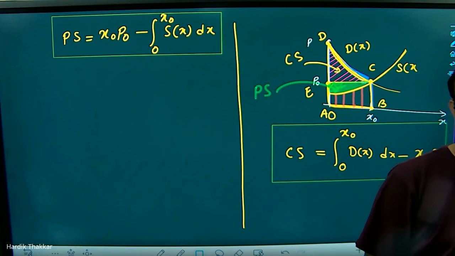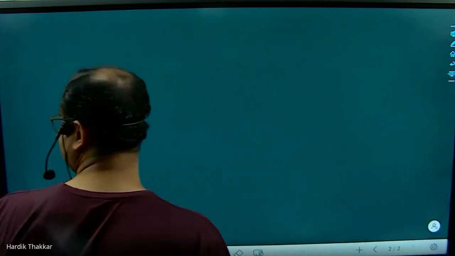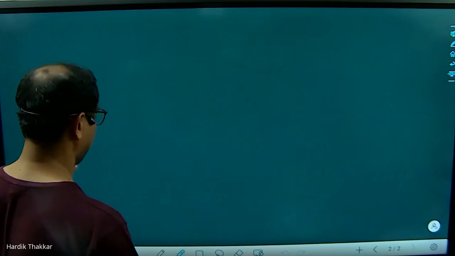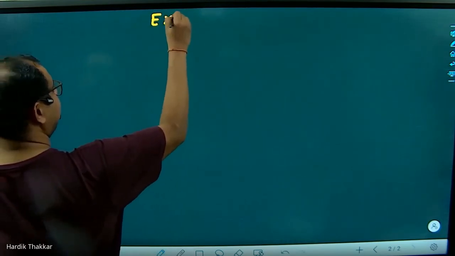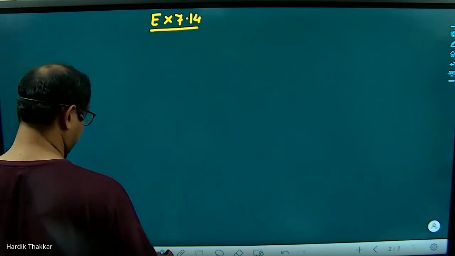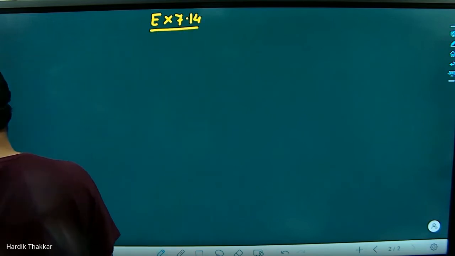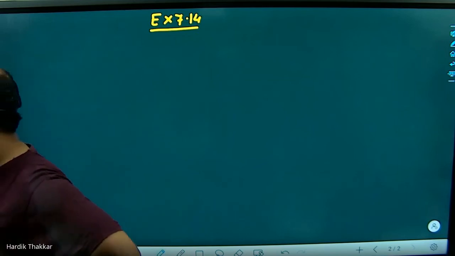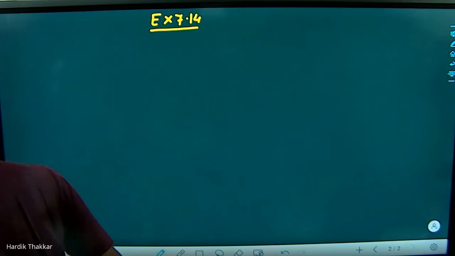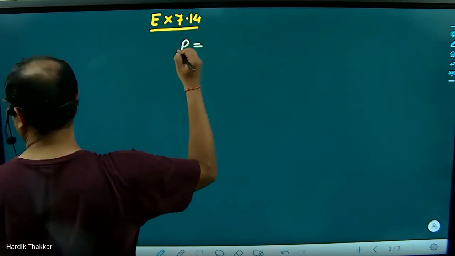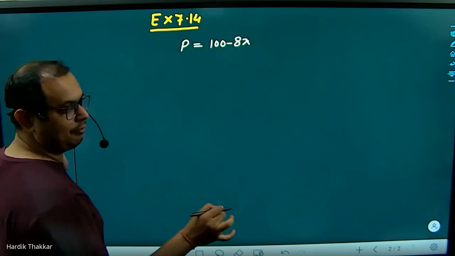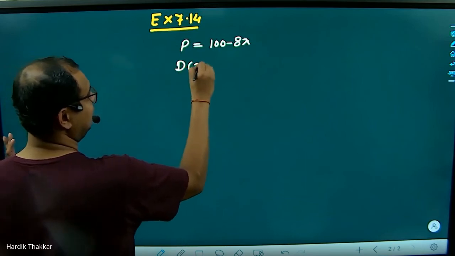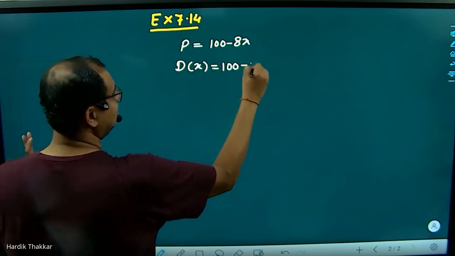Let's start. Okay. So exercise 7.14. Question number 1. So just read question number 1. It is given that the demand function of a commodity is given by P is equal to 100 minus 8x. So this is your demand function. It means this is D of x. So D of x is equal to 100 minus 8x, correct?